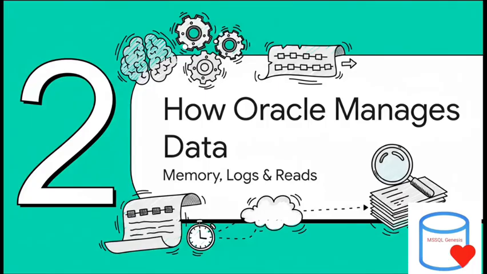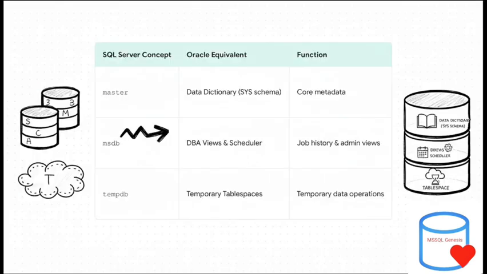Okay, so now that we've got that huge architectural shift down, let's look at how it actually affects your day-to-day life. Managing memory, dealing with logs, and how data gets read. Since Oracle just has that one database, you won't find things like master or MSDB. All that functionality is still there, it just lives inside logical structures, not separate databases. Your core metadata, that's in the data dictionary. Job history and admin stuff, that's in various DBA views. And your old friend TempDB, its equivalent is the temporary tablespace. Same jobs, just a different address.